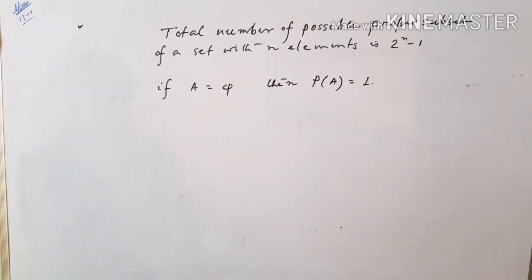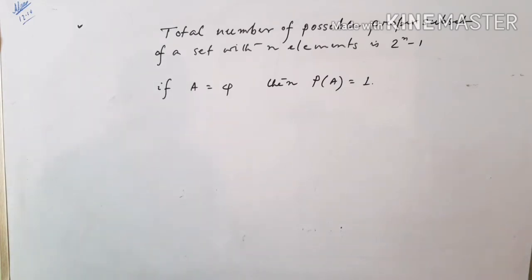Here in this class, we shall discuss some of the problems based on the theory of sets which we have already discussed earlier, that is, which we have discussed in the first class of set theory. In the first class, we have seen that the total number of possible subsets of a set with n elements is 2 to the power n.